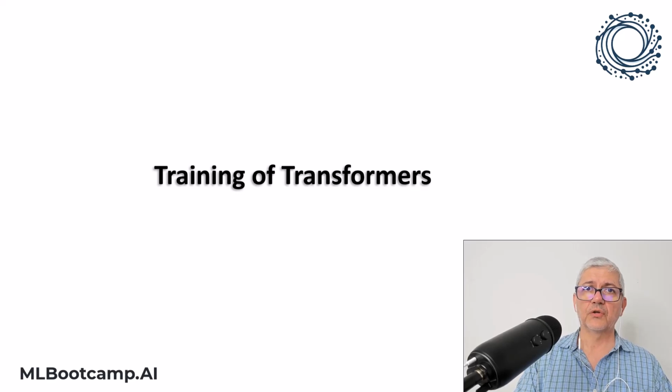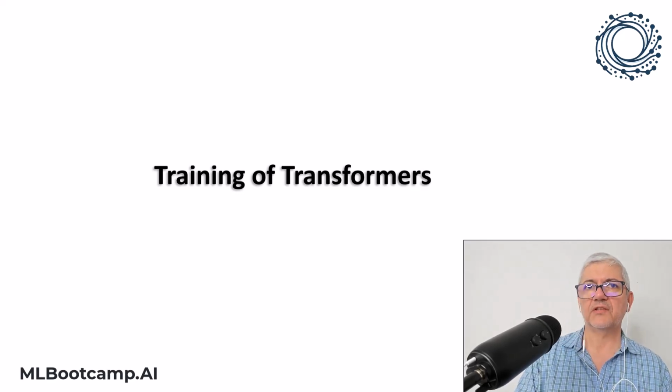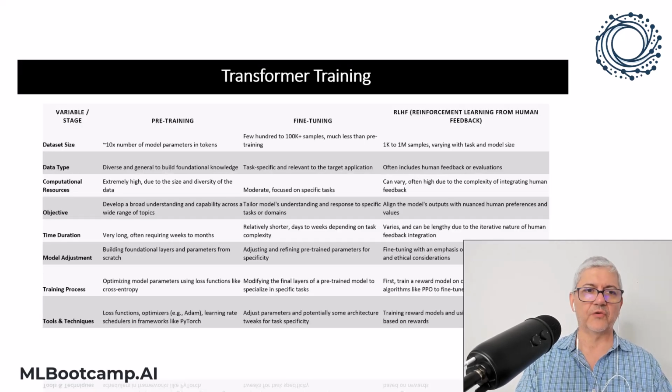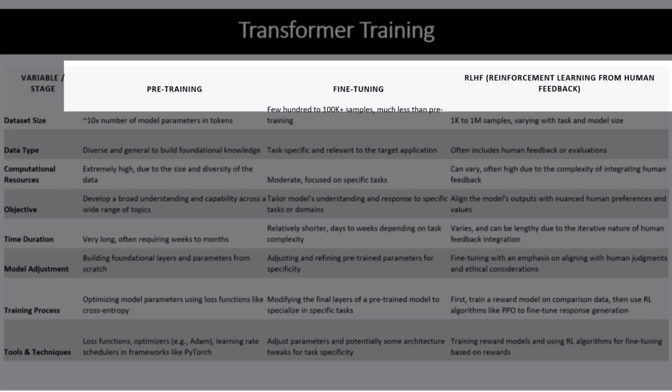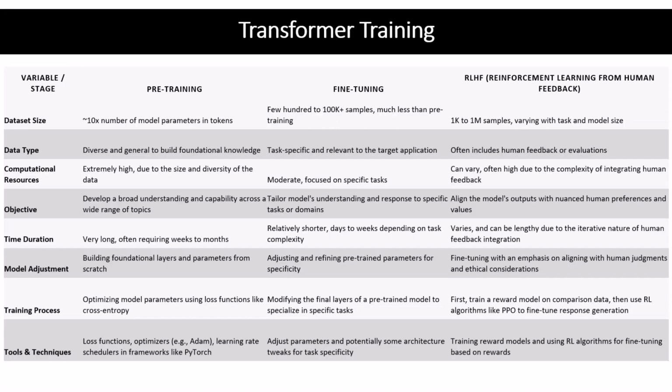In this section, we will review in general terms the training of a transformer. We can define three stages in the process of training a transformer. Stage number one is the pre-training. This is when we take a brand new transformer model and we train it from scratch. The second stage is the fine-tuning.